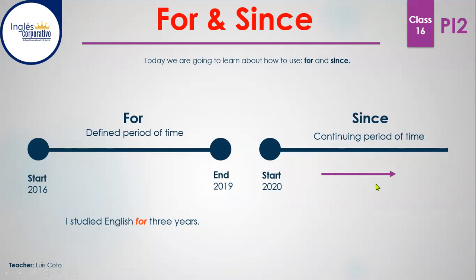¿Sí? That is the arrow pointing ahead. Por eso va ahead, hacia adelante. And that is the difference between for and since. Is it clear with this mini explanation? Clear? All clear, teacher. I hope so, espero.